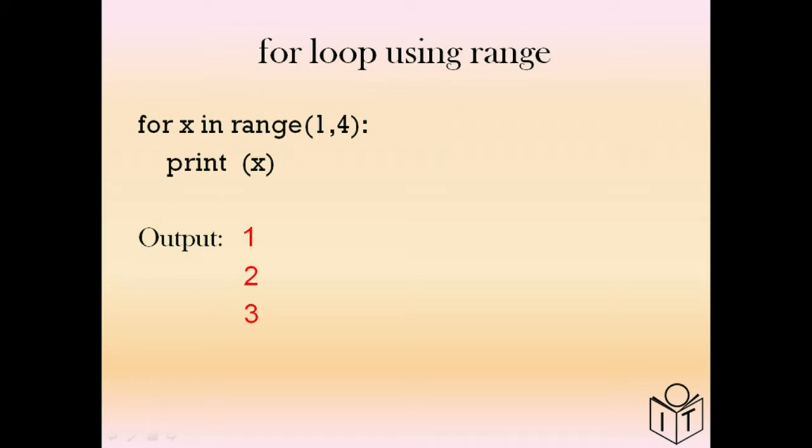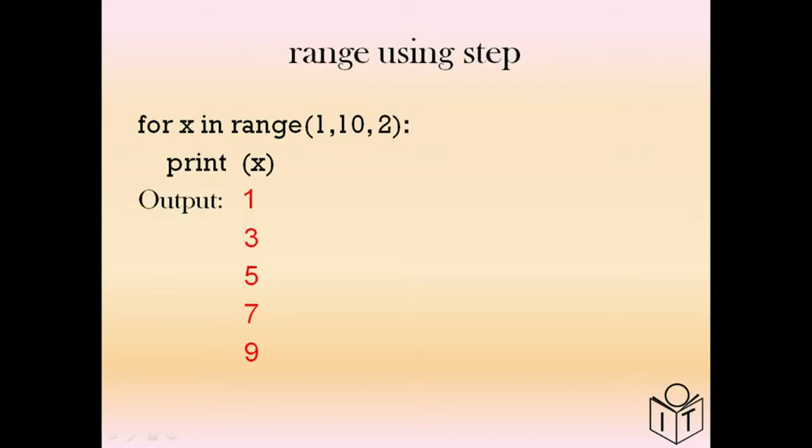You can add a step rather than just counting by 1. In this example we start at 1, we go up to, but not including, 10, and we step by 2, so we don't add by 1 each time. We go 1, 3, 5, 7, 9. So that's step.